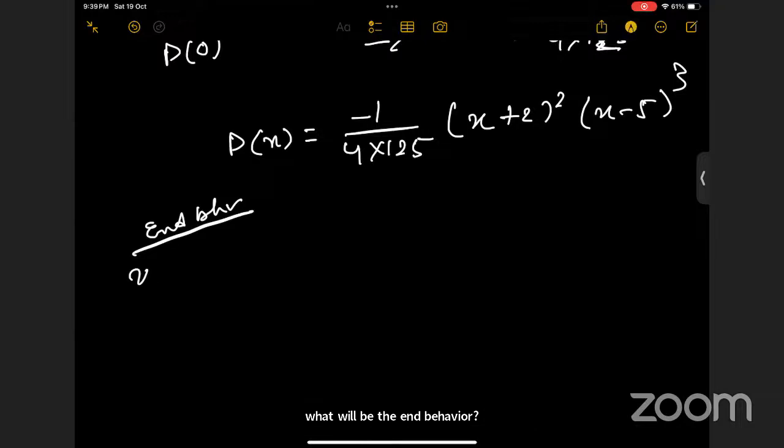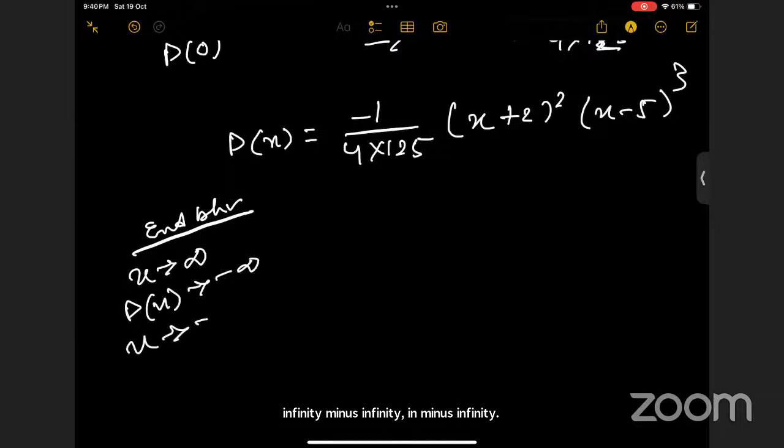If x tends to infinity, y tends to minus infinity. Very good. If x tends to minus infinity, y tends to infinity.